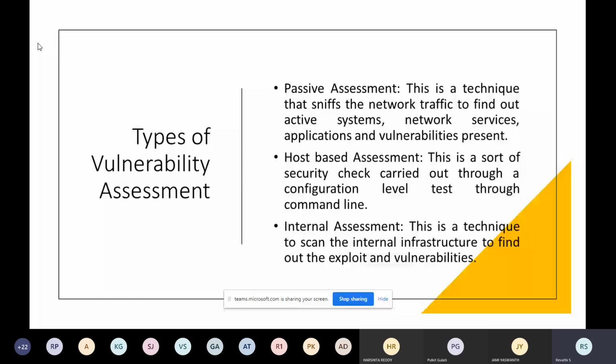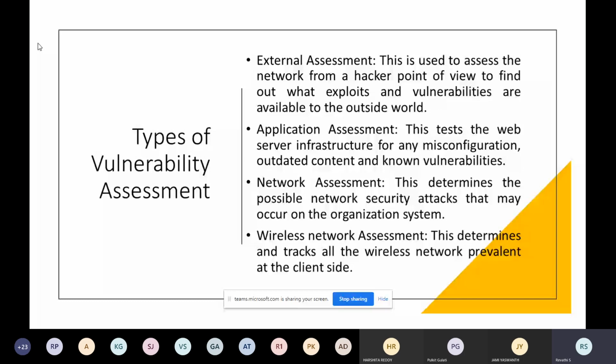Host-based is exclusively deploying some agent into the specific host and performing the assessment. Internal assessment is to understand the internal infrastructure of the organization. External assessment is looking from the hacker's point of view, from the outside world, into the internal infrastructure. Application assessment is when you are performing the assessment for a specific or built-in application. Network assessment and wireless network assessment are checking for network security and wireless network security.